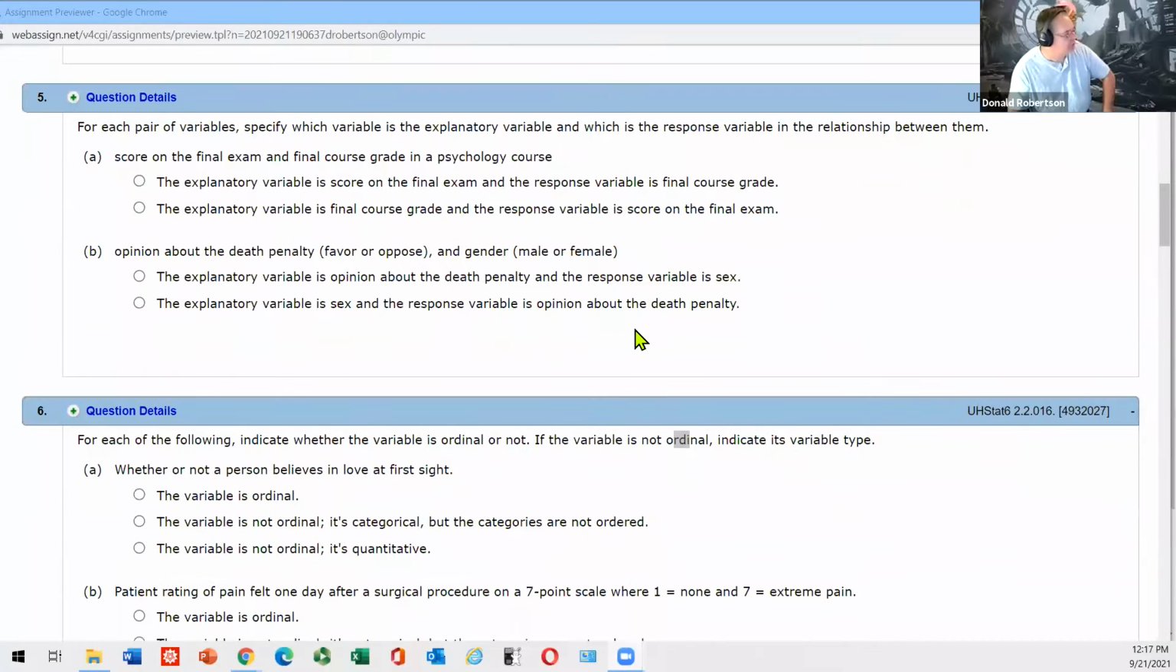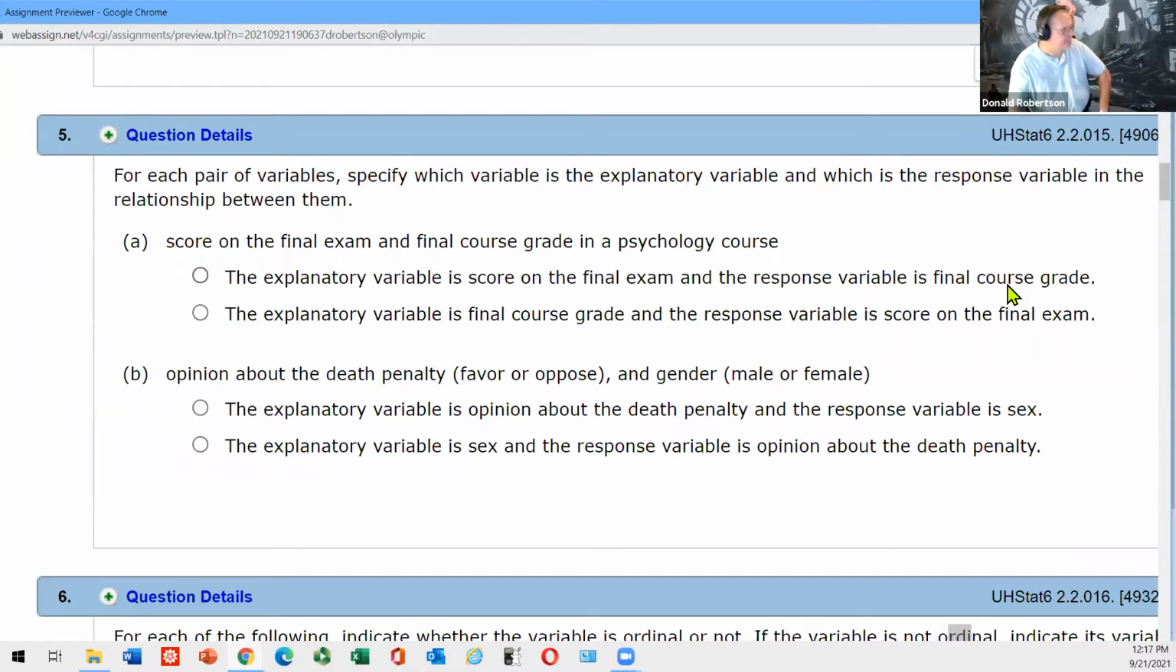Okay, so here's question 5. I think I should make this bigger. That might help everybody, including me. There. Each pair of variables, specify which variable is the explanatory one and which is the response variable in the relationship between them. So there's only two choices. So you know if you've got 5 guesses, you're going to get it right. But we want to make sure that we're learning. So you make sure that you do it and you try and do it by not guessing.